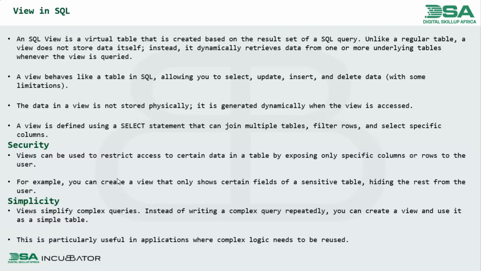I don't know if it works like that, right? It's possible that it works like that. So a view is defined using select statements that can join multiple tables together. You can filter rows. You can select specific columns, right?